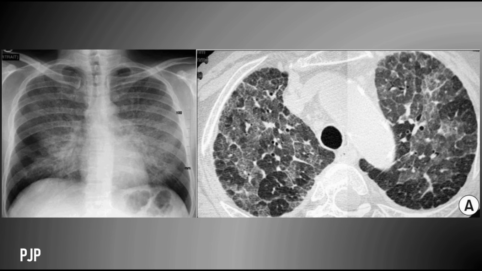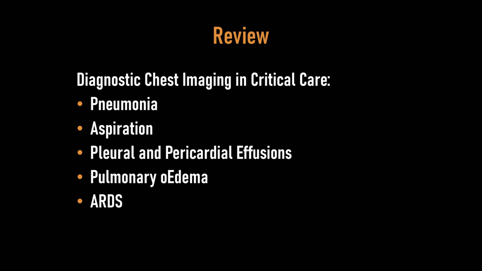Let's review this tutorial. In this tutorial, we looked at diagnostic chest imaging in critical care. I started off with a discussion about anomalies of the mediastinum, particularly mediastinal air, and of course subdiaphragmatic air with pneumoperitoneum. We then looked at pneumonias, including aspiration, pleural and pericardial effusions, pulmonary edema, ARDS, and PJP pneumonitis. I hope you enjoyed this series and follow the subsequent tutorials.